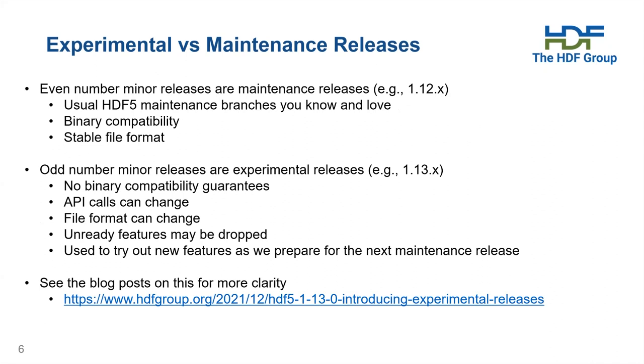But what we're doing now is we're actually sending interim releases, as we prepare for the new maintenance releases, out as released products, where they go through our release process. The features may change, the file format may change, API calls can change. We may drop features if it turns out they're not performing well or ready for prime time. But it's really so that interested users can try out new features as we prepare for the next maintenance release. So we get them in a finished enough form where they can go through our release process successfully, so they're not buggy. This is experimental, doesn't mean buggy and crash prone. It just means that we're trying out new features. And there's a blog post that we created for this some time ago that has some clarity on this.